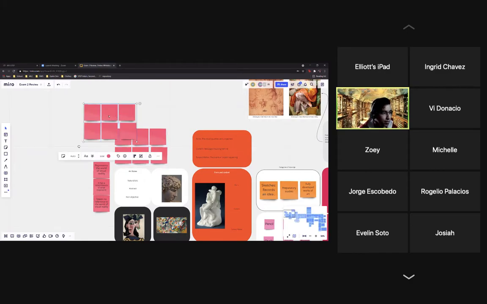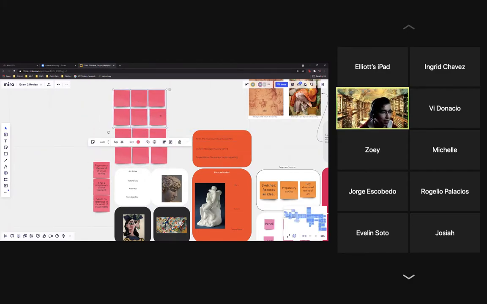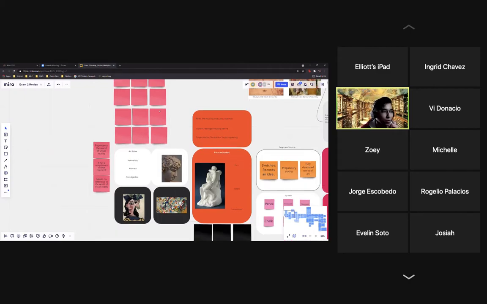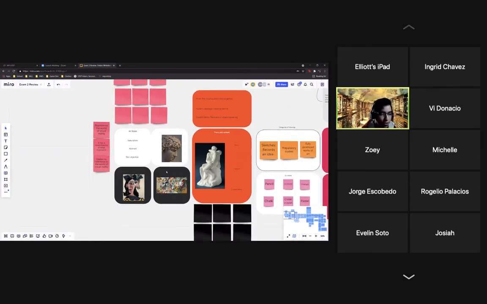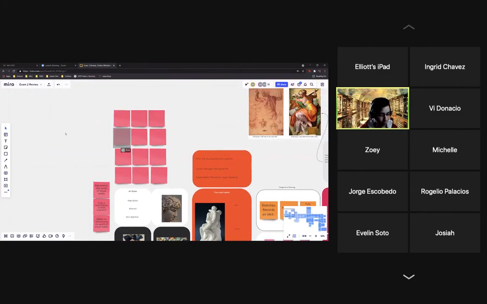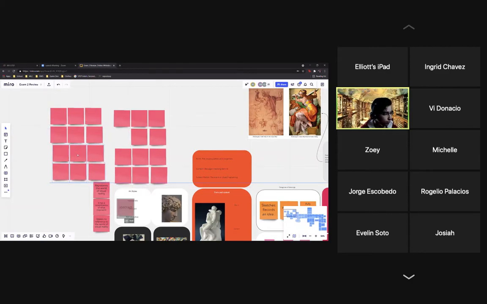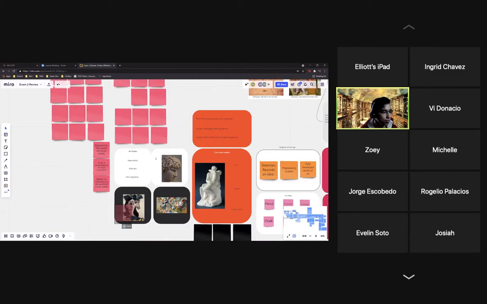So, if you guys see here on the top, I have a couple of post-its. So, if you would be so kind to write what each of these are, or what you think they are. So, which ones are naturalistic, which ones are abstract, and which ones are non-objective, okay? And you can just put it right on top of it. Don't worry.